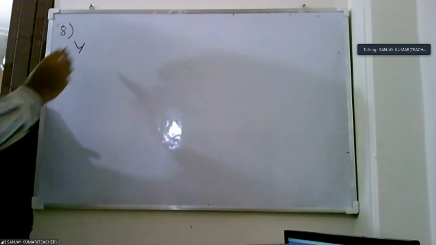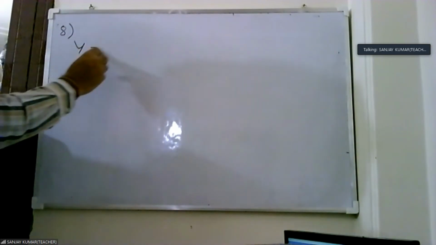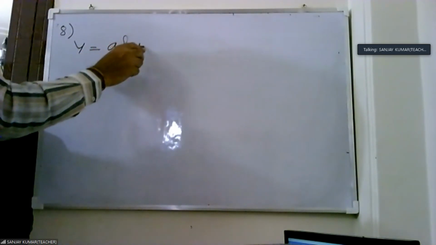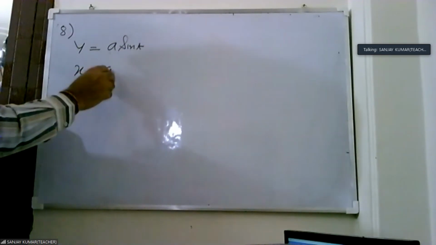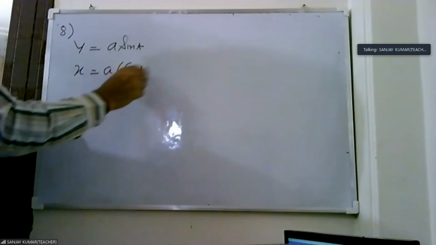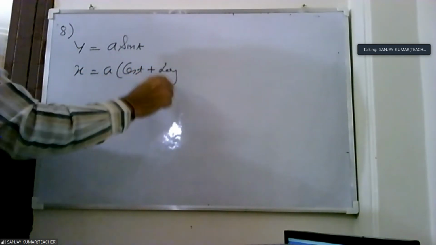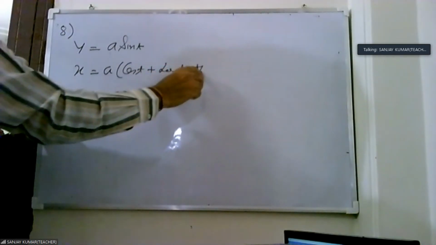This is y equals a sin t, and x equals a into cos t plus log tan t by 2. This is a very important question.